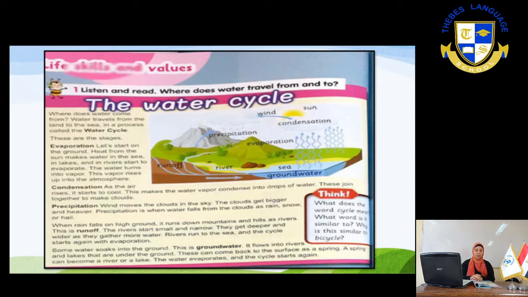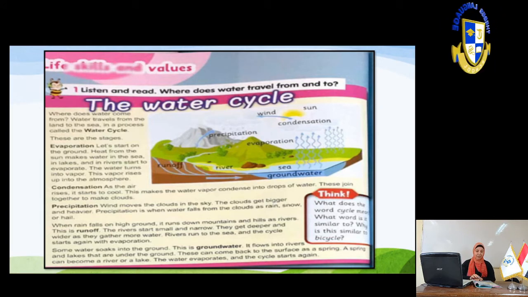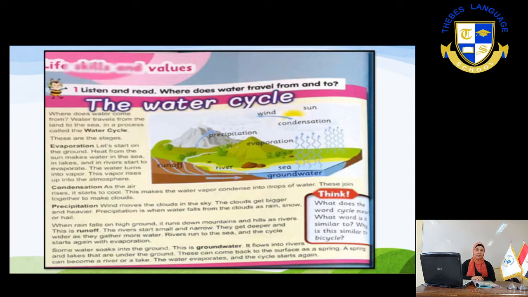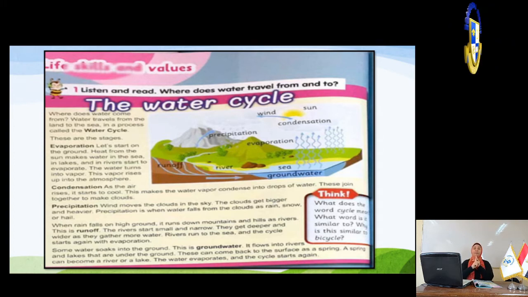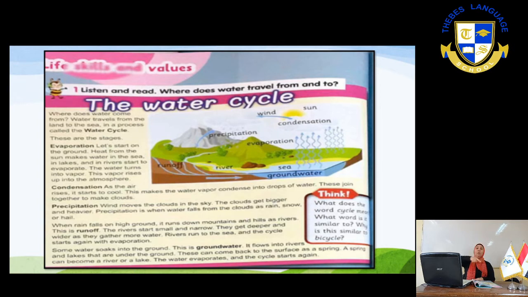The rivers start small and narrow. They get deeper and wider as they gather more water. Rivers run to the sea and the cycle starts again with evaporation. So we started with evaporation, then condensation, then precipitation, then runoff. And it starts all over again.